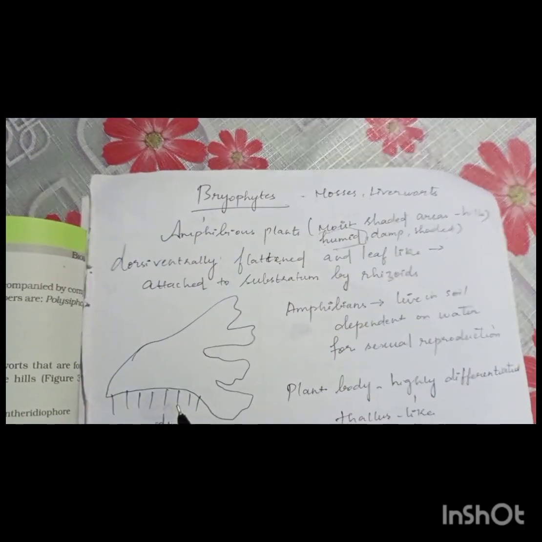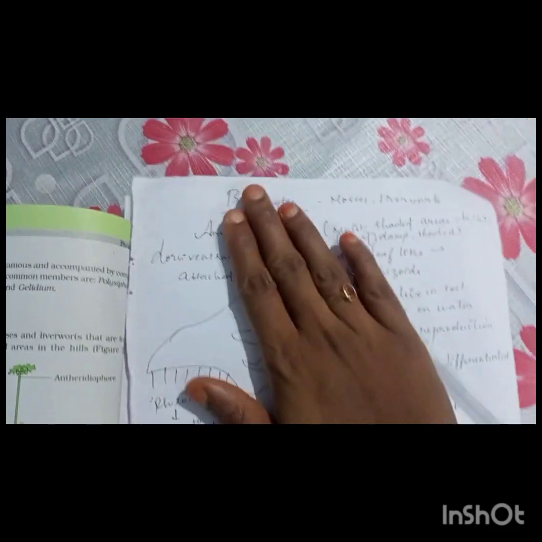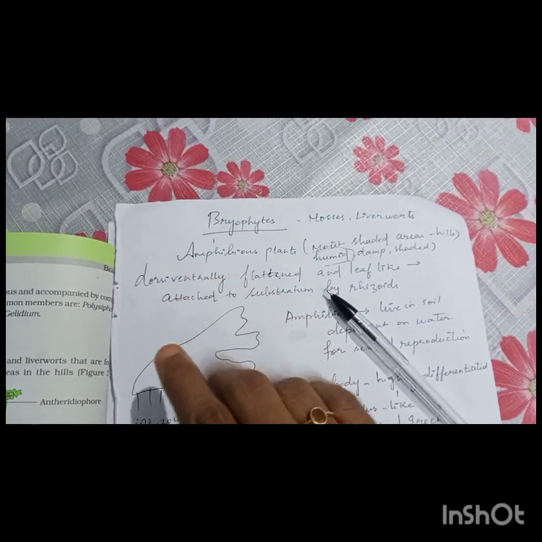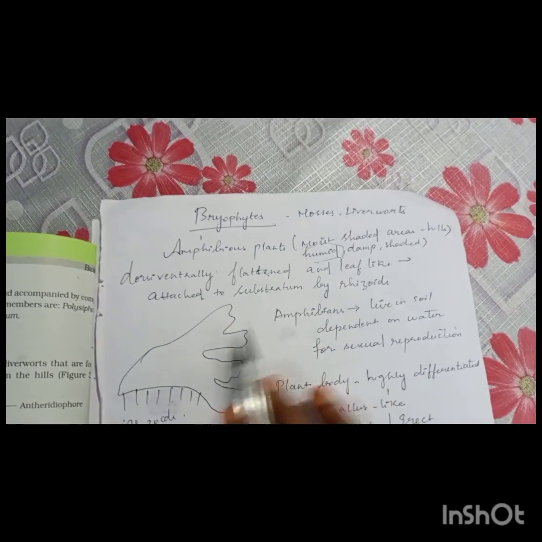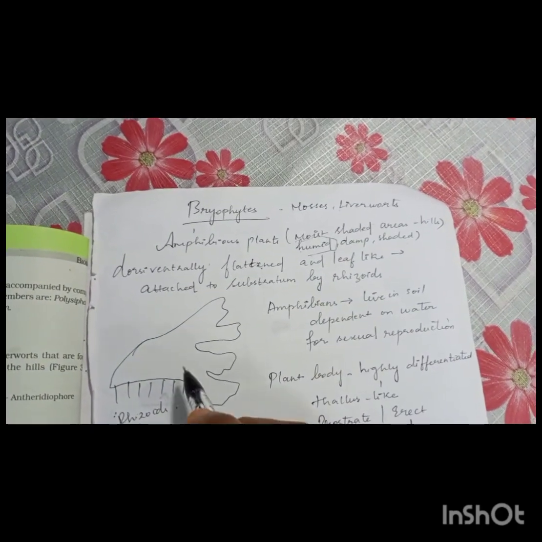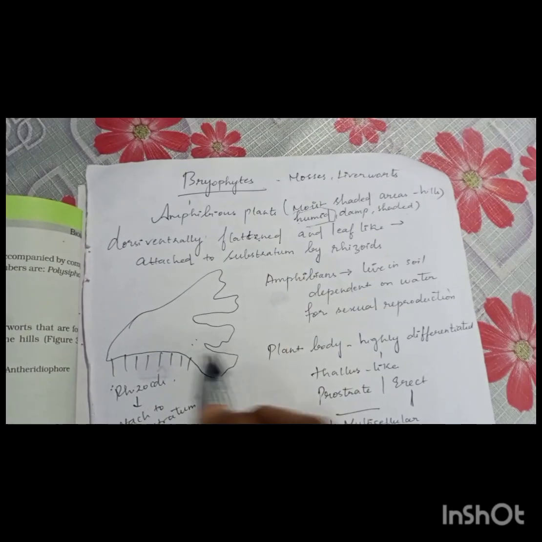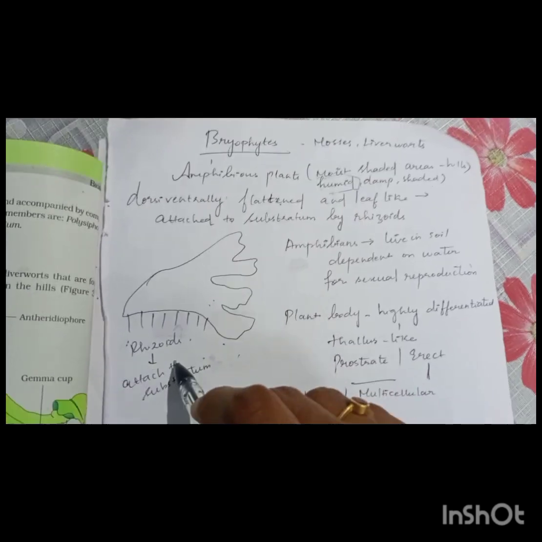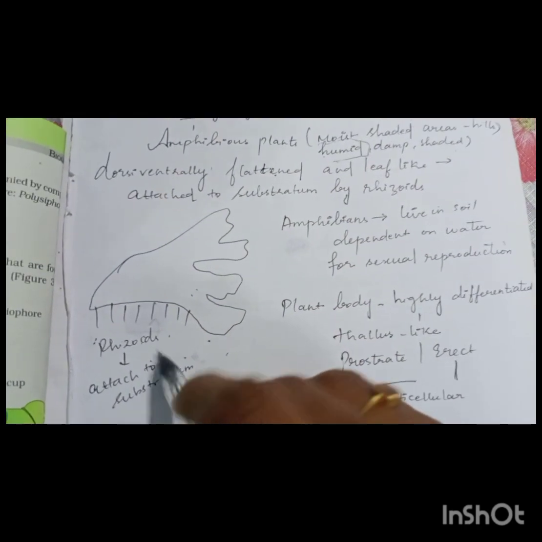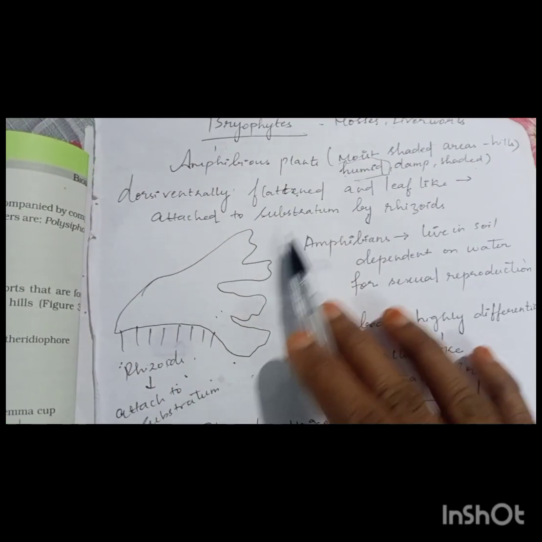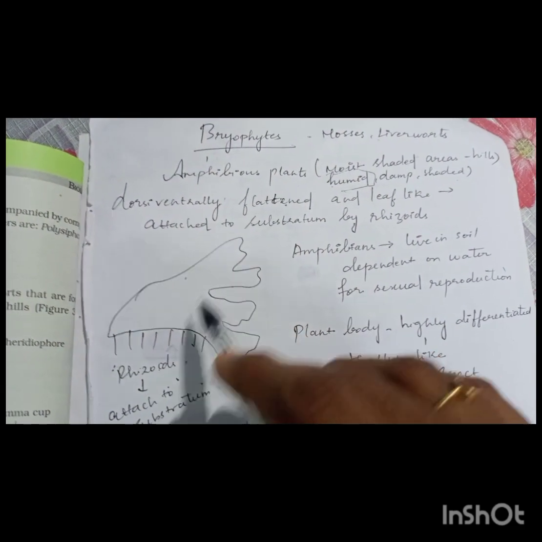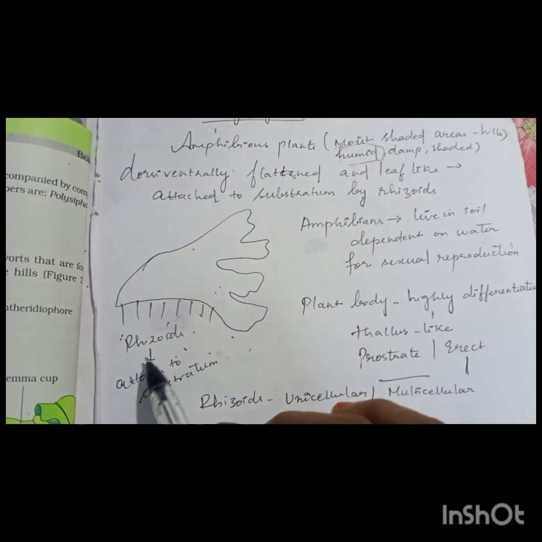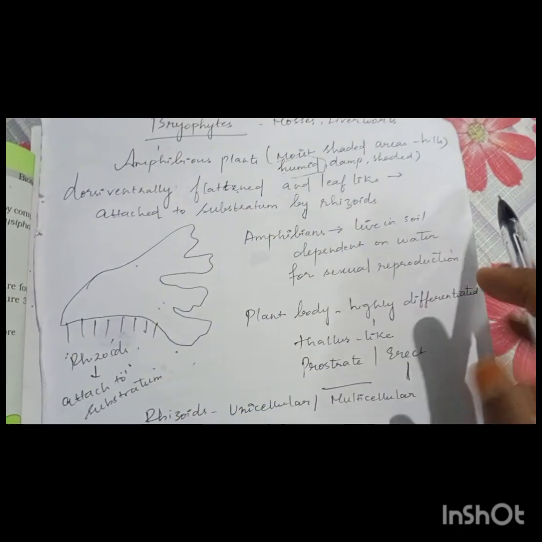So it is dorsiventrally flattened. So it has both an upper side and a lower side, both top and bottom, that is dorsiventral. It is flat, looks like a leaf, and is fleshy. It is attached to a substratum, to a base, by hair-like structures called rhizoids. Rhizoids may be either unicellular or multicellular.